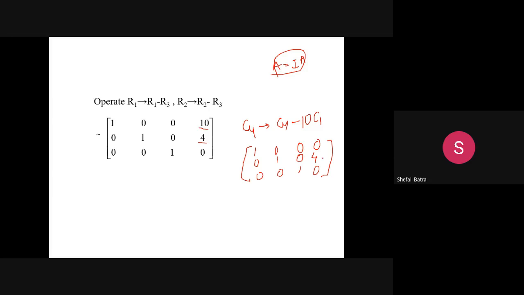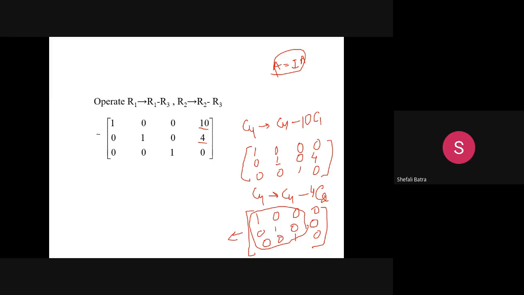Right? And then you need to make this entry 0. So I'll make this 0 with the help of C2. So again, we'll be writing C4 implies C4 minus 4 times C2. So at last you are at 1, 0, 0 and 0, 0, 1, 0 and it is again 0, 0, 0, 1 and 0. Right? So this is your identity matrix of order 3.